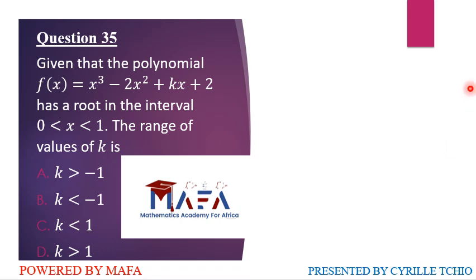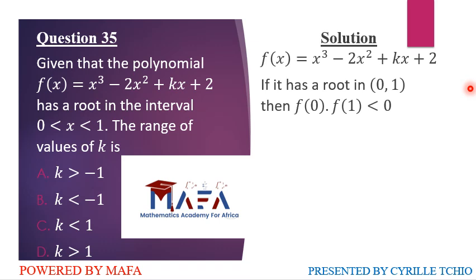Moving to question 35, that's the last question we are touching. We are having the polynomial f of x equals x cubed minus 2x squared plus kx plus 2 has a root in the interval 0 less than x less than 1. The range of values of k is, okay, if you have a root in this interval, it simply means that f of 0 times f of 1 is less than 0. That's the condition to have a root in the interval 0, 1.